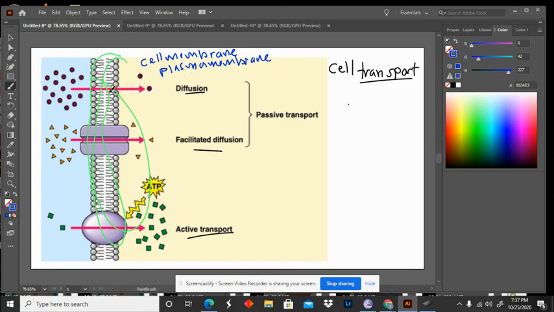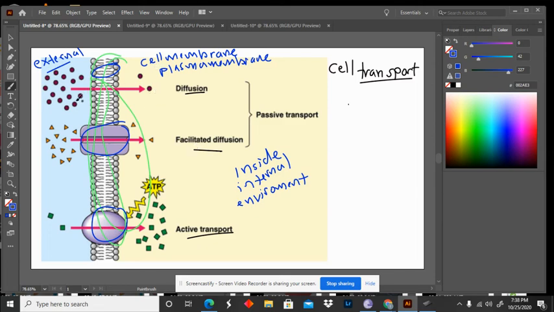So we have our phospholipids right here, and then we have our proteins, and these proteins are also very important for cell transport. So let's go over diffusion. So really quick, this is the inside of the cell, the internal environment, and then obviously we have external, so outside of the cell, inside of the cell. Outside, inside. So the first type of transport is diffusion.